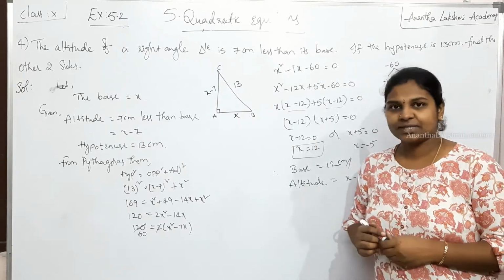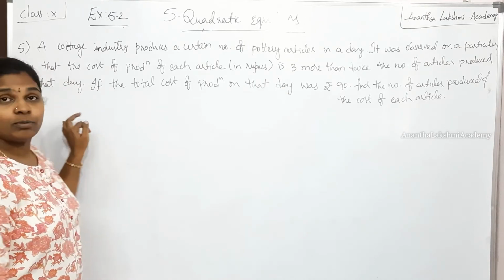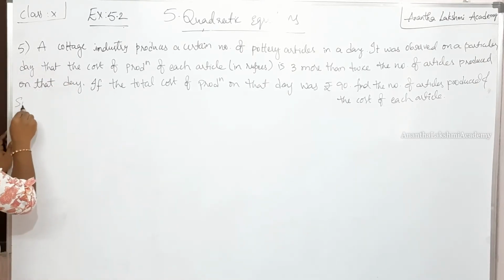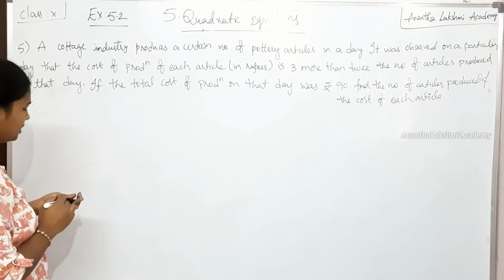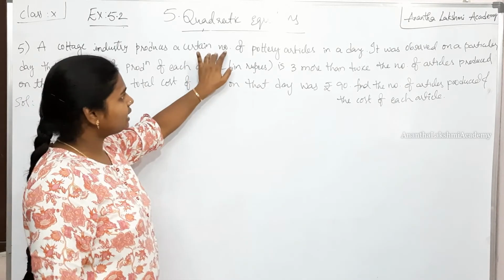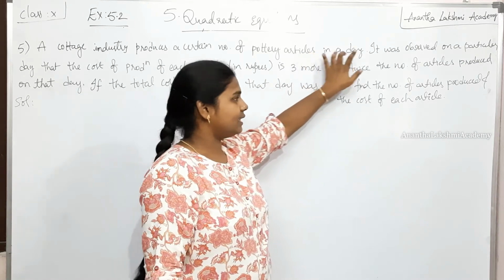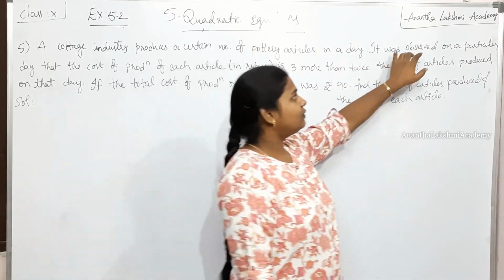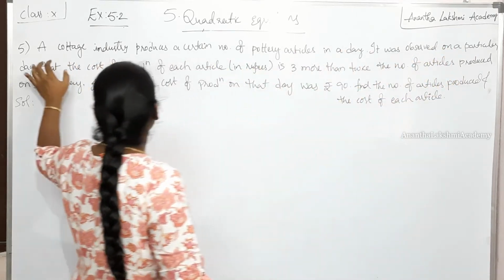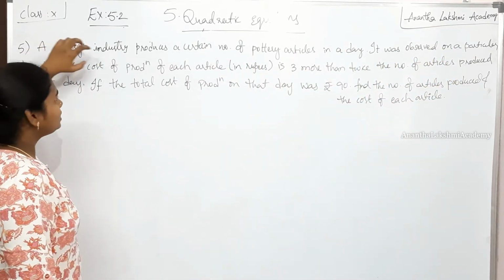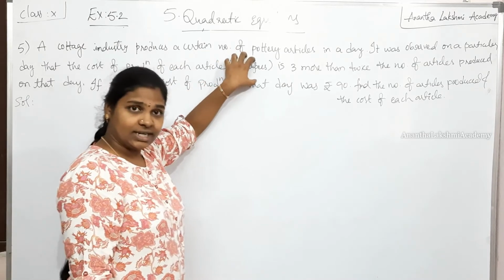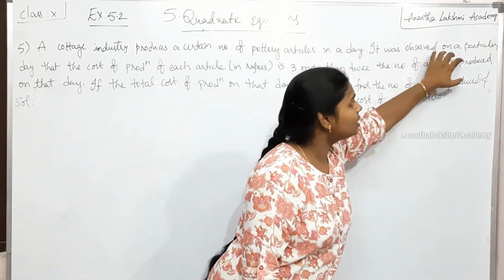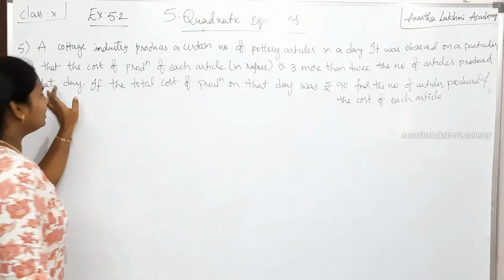Let's jump into the next problem. So we have the fifth problem listed on the board here. Let me read that out for you. A cottage industry produces a certain number of pottery articles in a day. It was observed on a particular day that the cost of production of each article is 3 more than twice the number of articles produced on that day.